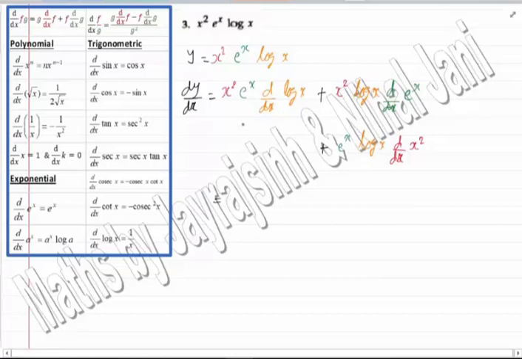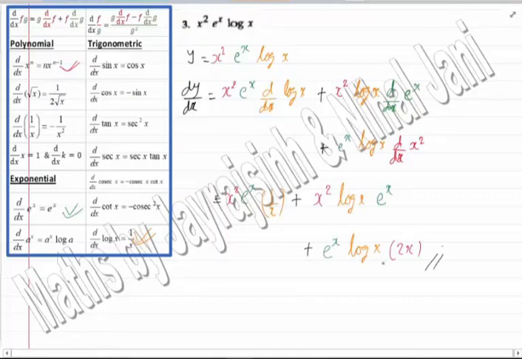Okay, let's go. Now in the first step, first term, x square and e raised to x is as it is. We have to differentiate log x, and we know that the differentiation of log x is 1 by x, plus x square and log x is as it is. We have to differentiate e raised to x, and the differentiation of e raised to x is e raised to x, plus e raised to x and log x is as it is. We have to differentiate x square, so we know that the differentiation of x square is 2x. So tada, this can be accepted as your answer.